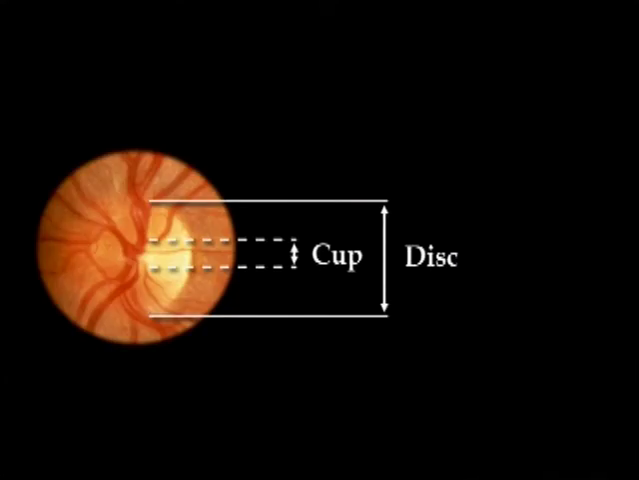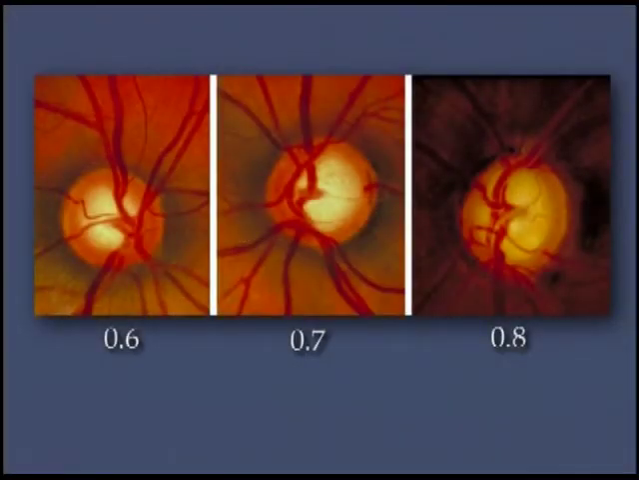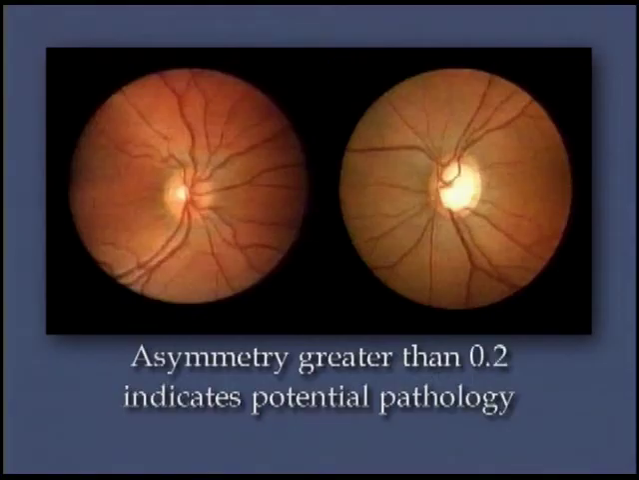Try to estimate the cup-to-disc ratio, that is, the diameter of the cup in relation to the diameter of the entire nerve head. 0 indicates no cup. 0.3 to 0.4 is considered average. Any cup-to-disc ratio greater than 0.5 should be referred to an ophthalmologist for evaluation of possible glaucoma. Asymmetry greater than 0.2 between the two eyes should also be referred.